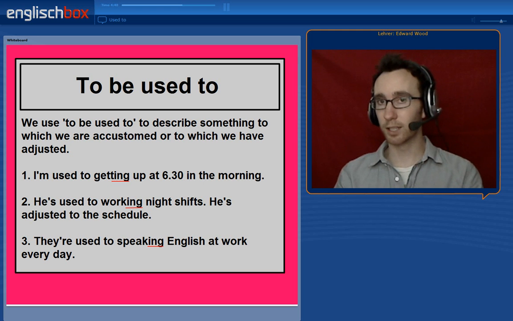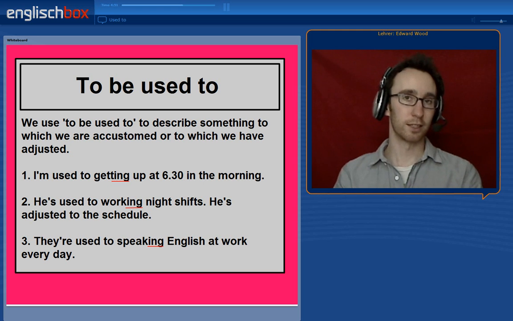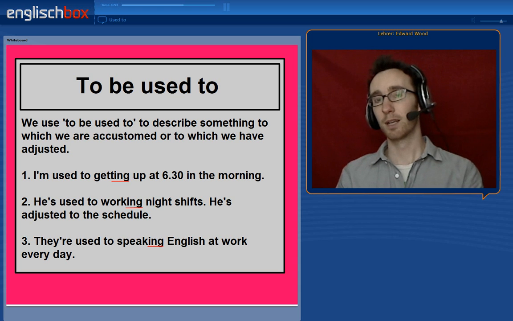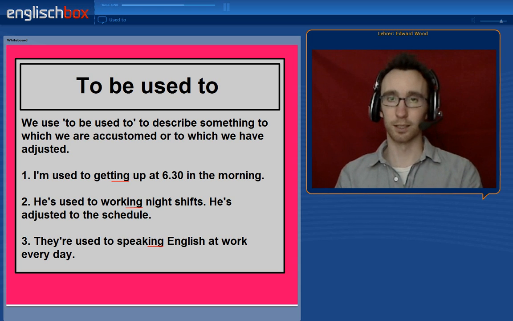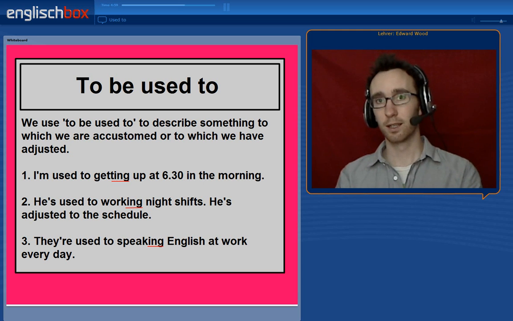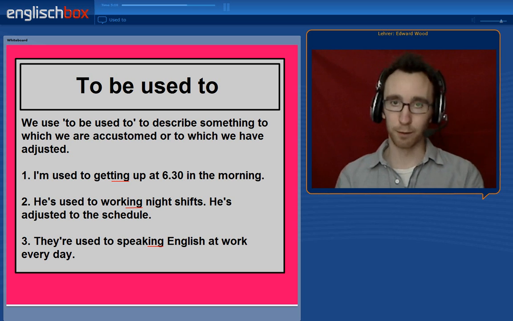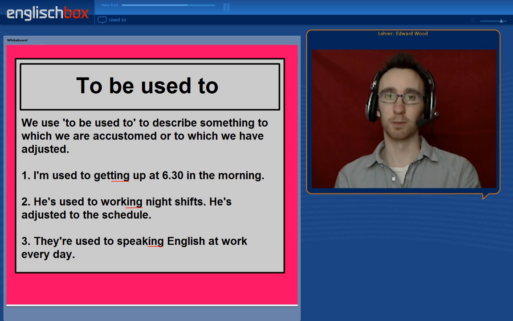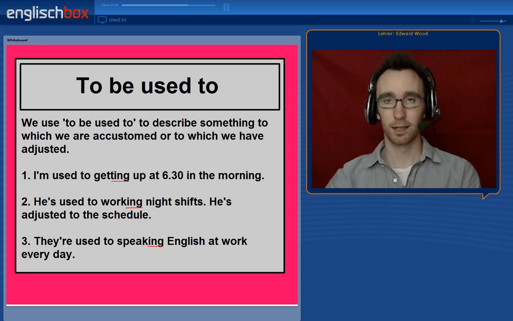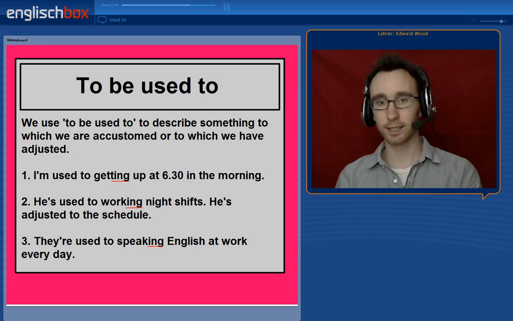He's used to working night shifts. He's adjusted to the schedule at the factory, for example, means that he's accustomed to working night shifts. So maybe he's done it for 2 years, so he's adjusted to the schedule, to the daily routine. They're used to speaking English at work every day, means that they've been doing it for many years probably, and that they're accustomed to it, they're used to it. Notice also here that the ing form of the verb is used after to be used to: getting, to be used to working, to be used to speaking.